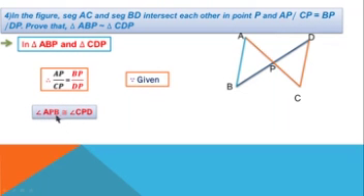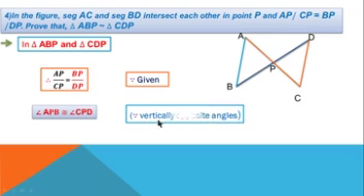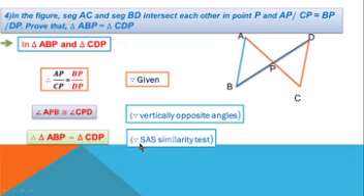Angle APB is congruent to angle CPD, vertically opposite angles. Therefore, triangle ABP is similar to triangle CDP by SAS similarity test.